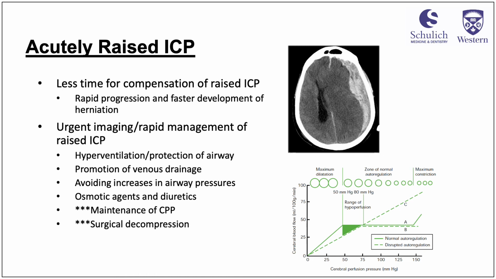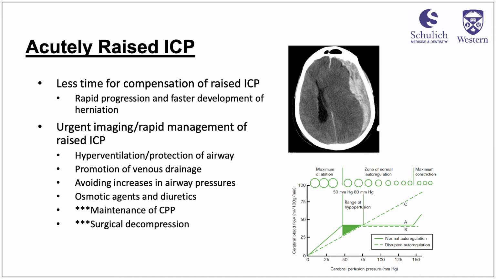So let's say you have a sudden bleed. You don't really have compensation from your CSF or your tissue. And so the ICP increases rapidly and you can get herniation, as well as a midline shift.